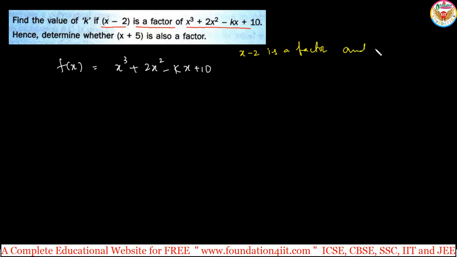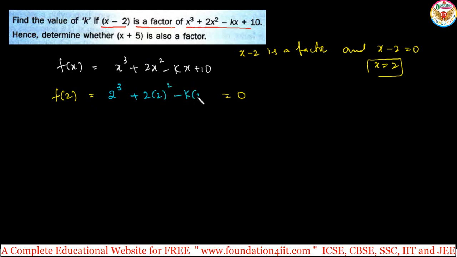let x minus 2 equal 0, then x is equal to 2. And that means f of 2 must be 0. This value should be equal to 0 because, as per the factor theorem, x minus 2 is already a factor, so the remainder must be 0. Wherever 2 is there, you can substitute in this. So 2 cube plus 2 into 2 square minus k into 2 plus 10 is equal to 0. Let us simplify from here. 2 to the power 3 is 8.